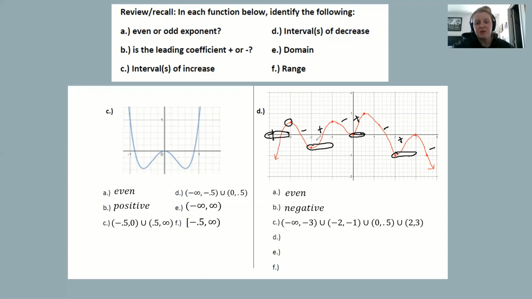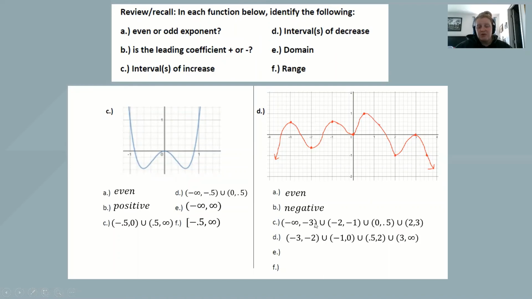So what you want to do is make sure you're always using x values when you're talking about the intervals of increase. So it increases between here and here. All the opposite intervals are going to be your decrease. So we have between negative 3 and negative 2, negative 1 and 0. See it going downhill between negative 1 and 0. It goes downhill again between 0.5 and 2. And it goes downhill again from 3 to infinity.